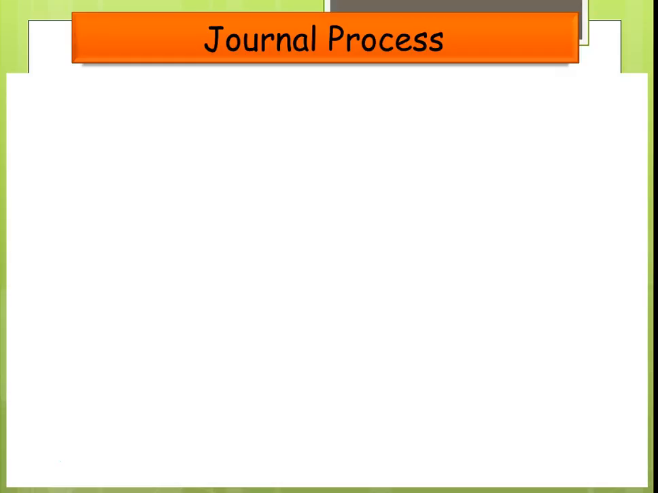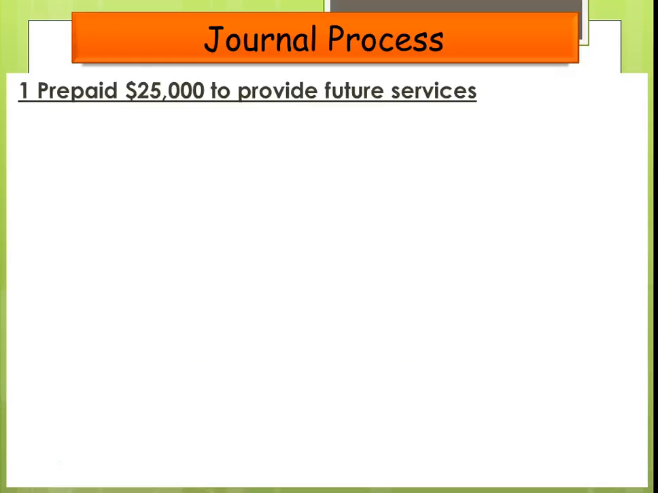The journal process. Now we're going to go through some journals so hopefully you can remember how you do it. First, we were prepaid $25,000 to provide future services. What this means is someone gave us $25,000 in cash to do some work for them in the future. So we know that we've got cash, which is an asset. It went up, so we're going to debit it. And since it's for future services, we haven't done the work. This would be unearned revenue, and unearned revenue is a liability account. It went up, so we're going to credit it.